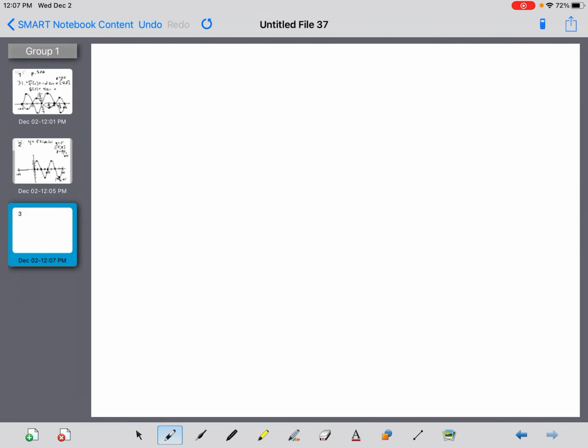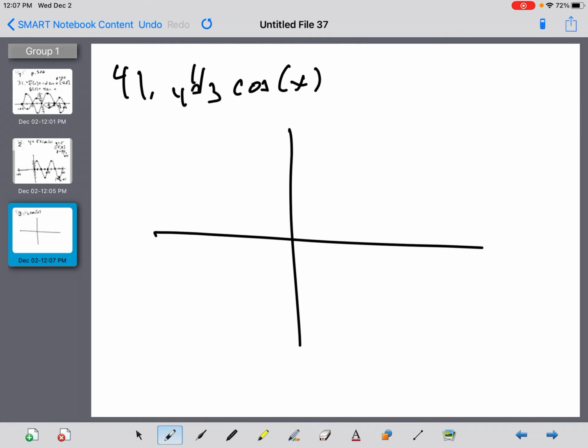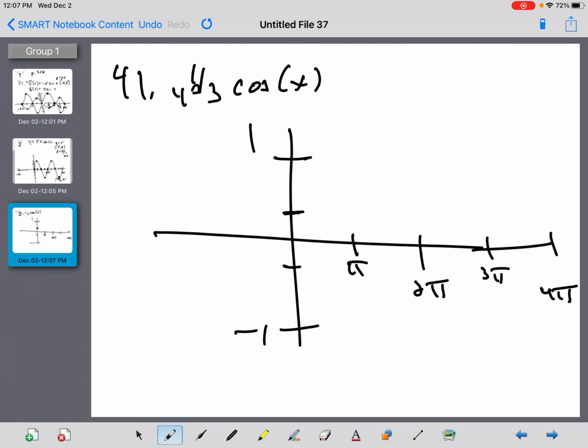Okay, let's do a couple more here. 41, 1/3 cosine x. Now, if I put 1 up there, I'm going to put 1/3 there. There's negative 1 and there's 1. Okay, 2 cycles. There's 4 pi. There's 2 pi. So there's pi, 3 pi, so I need all of these fourths.